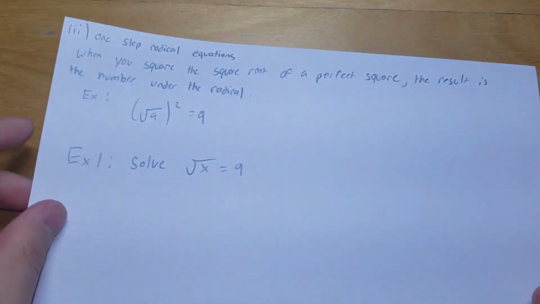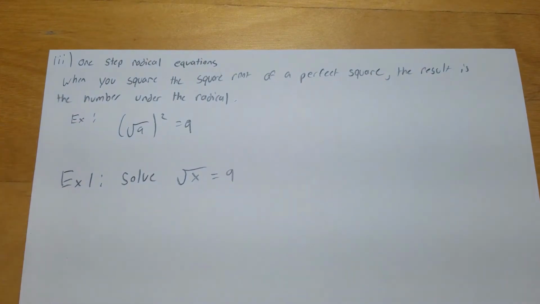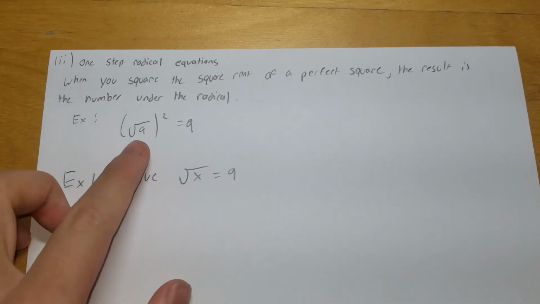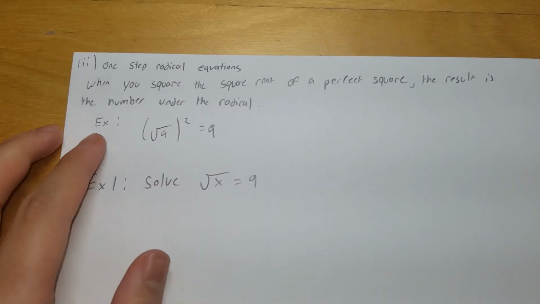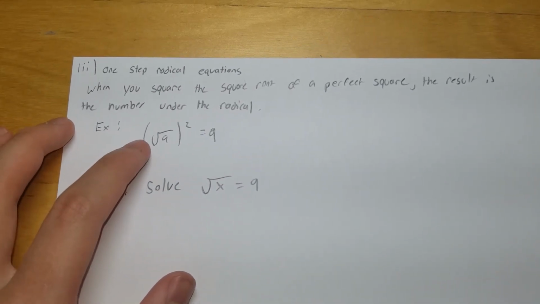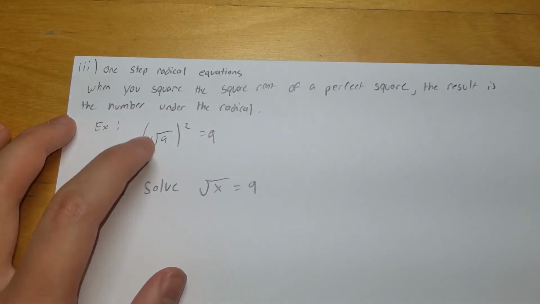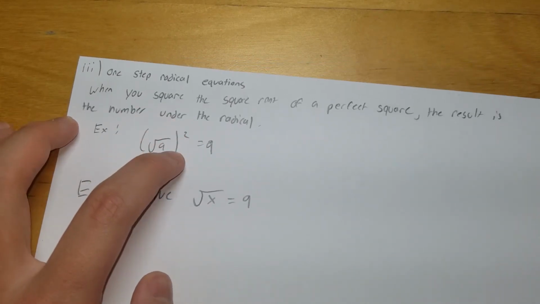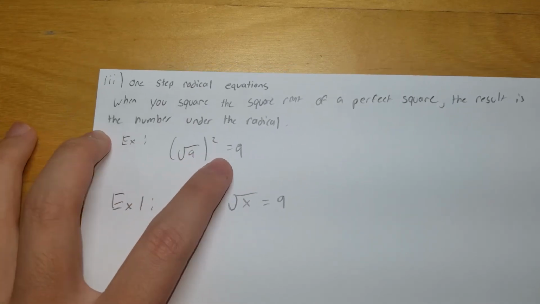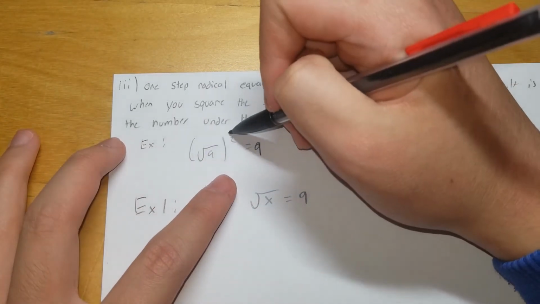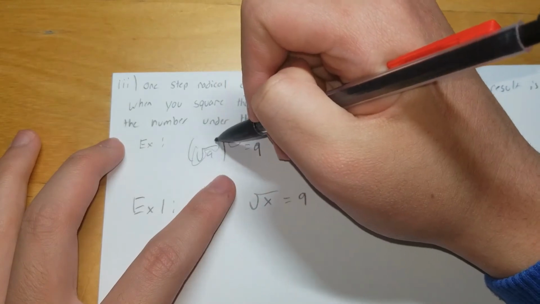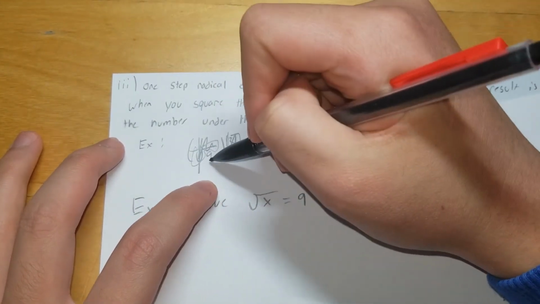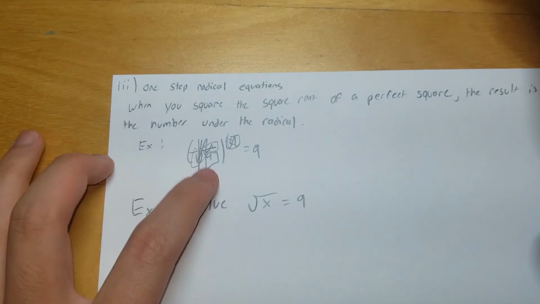Next up, we have one-step radical equations. When you square the square root of a perfect square, the result is the number under the radical. Very simple. For example, the square root of 9, squared, is just 9, because there's a square and a square root and they cancel each other out, so the only thing remaining is the number under the radical.